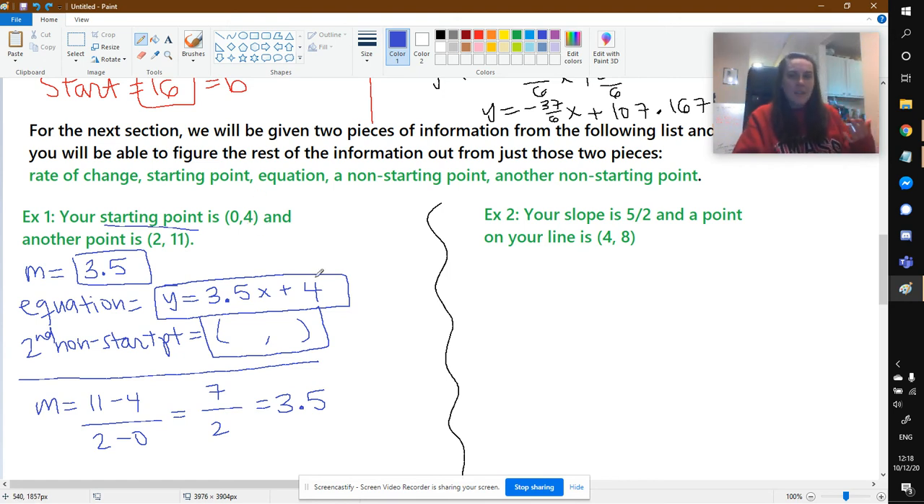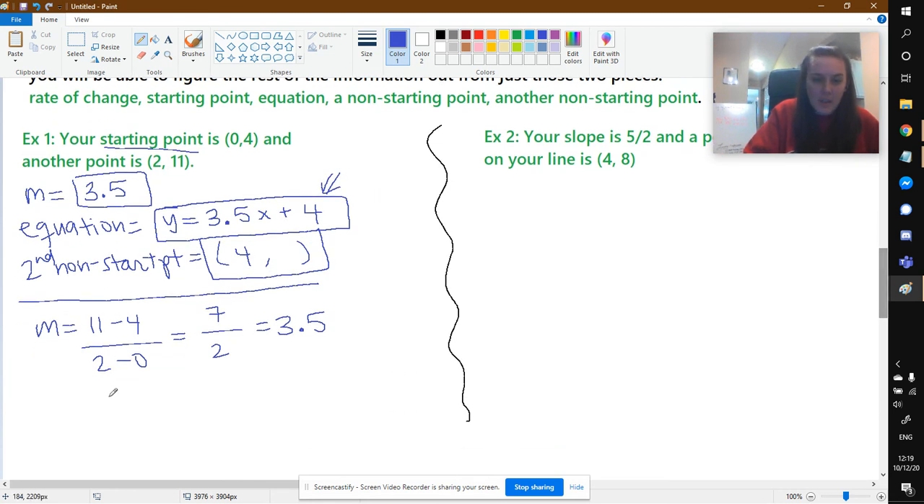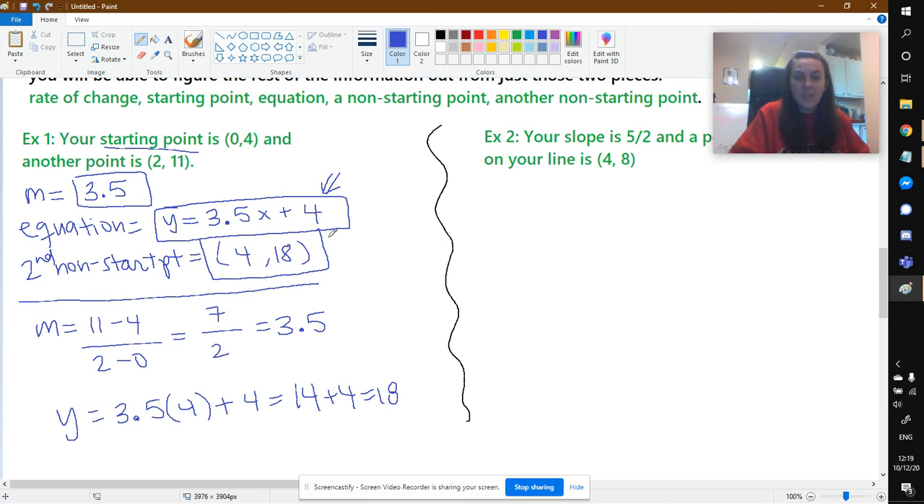And then if you want to find a second point, you're just going to pick any random x and plug it into this equation, right? Substitute it into this equation. So we would say y is equal to 3.5 times 4, because I picked 4 as my random x, plus 4. 3.5 times 4 is 14, plus 4 is 18. So another point on this line could be (4, 18). It's not the only right answer for this one, because you could have picked any x, but that is another non-starting point, which would be on our table if we were filling a table.